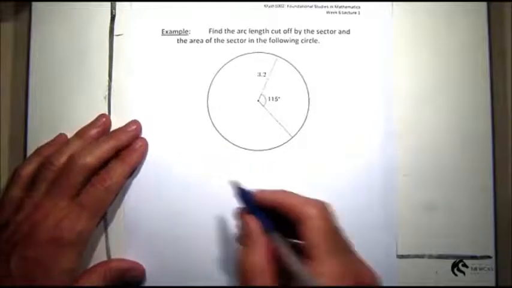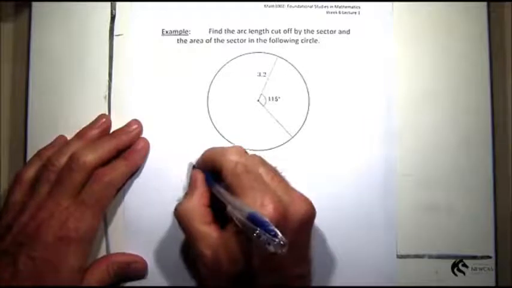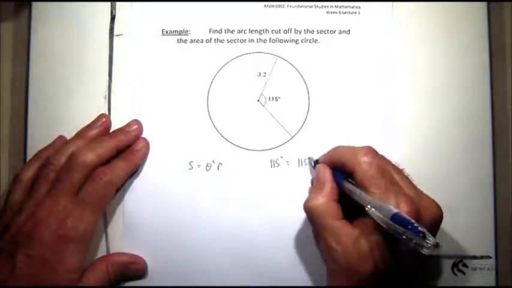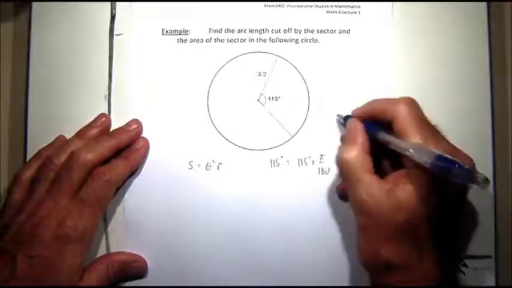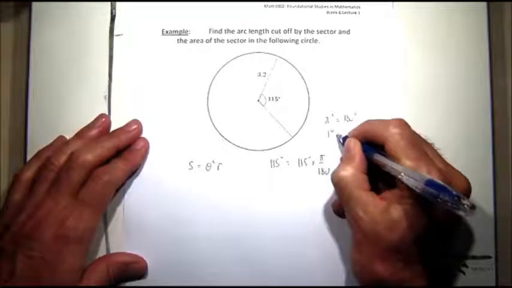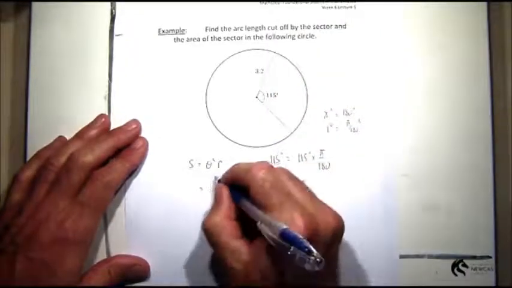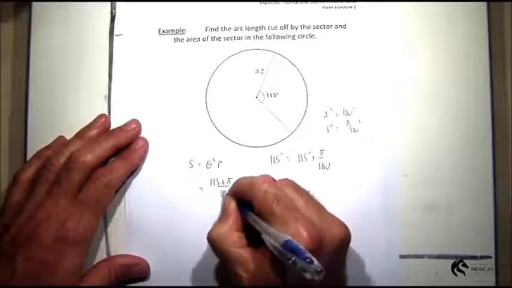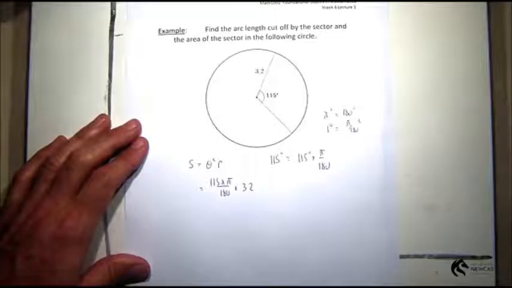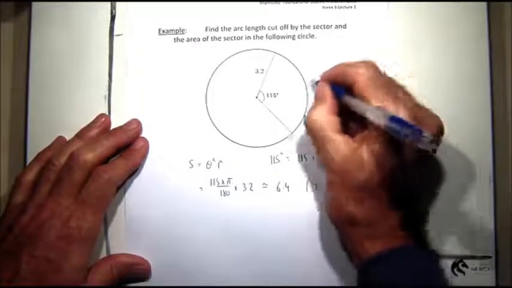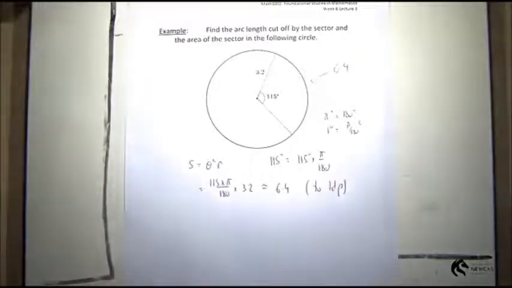So here, the arc length. S is equal to theta in radians times r. I have 115 degrees, so I will convert that to radians. 115 degrees times pi on 180. Just remember, pi radians is 180 degrees, so 1 degree is pi on 180 radians. So here, the arc length, this length out here, is 115 times pi on 180 times the radius, which is 3.2. I did that on my calculator and got something like 6.4. So that length there is about 6.4, from there to there.